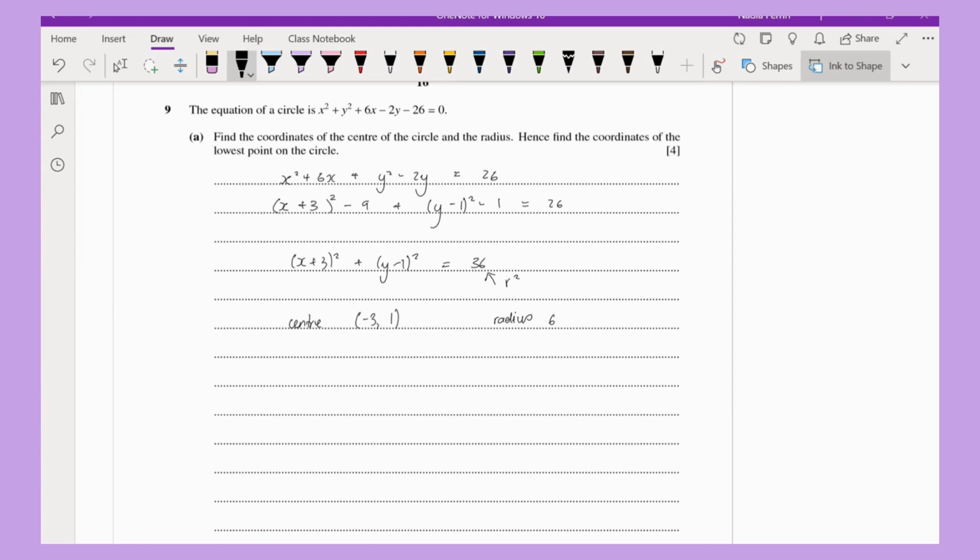So from that, we hopefully can find the lowest point of the circle. So just drawing a little picture of our circle. Our center is at -3, 1, and we know that this distance here is 6. So if we look at the y value, it's 1. If we drop it down by 6, it's going to give us the lowest point. So the lowest point is going to be -3, -5. And we are done.